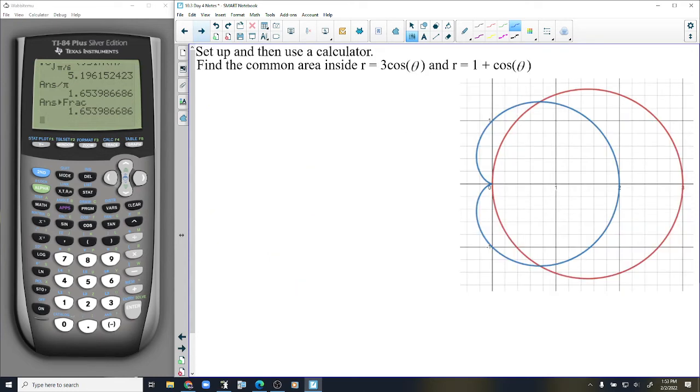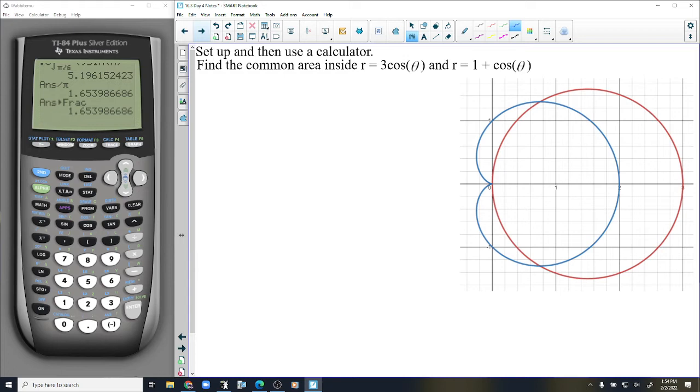All right. We're going to do this one not only the way I wrote it, but I think I want to add one in, and we'll just set these up. That way we can go a little quicker. Find the common area inside the circle and inside the cardioid.